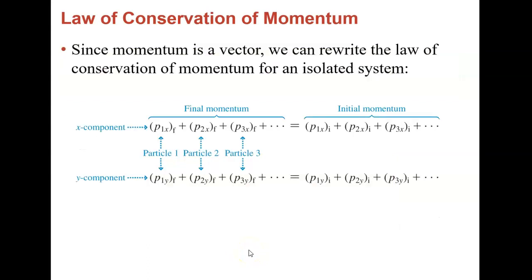Since momentum is a vector, it can be written for x and y components. The sum of your final momenta equals the sum of your initial momenta.